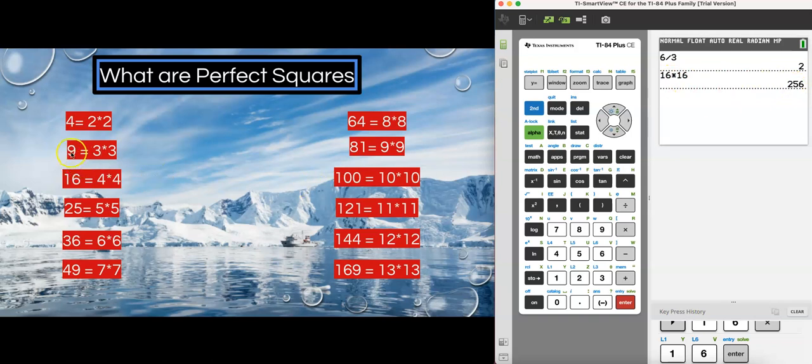Okay, so make sure that you jot these perfect squares down, because we're going to be working with these a lot, and it's going to be really helpful for you to recognize these perfect squares very quickly, so that you won't have a hard time with this. Alright, so let's move on.